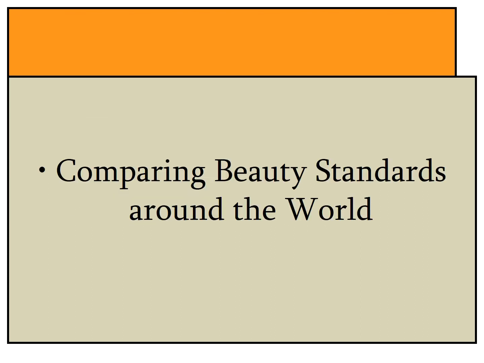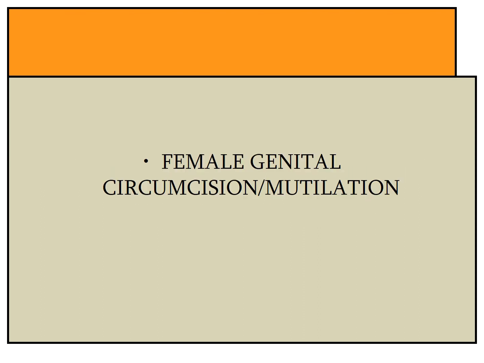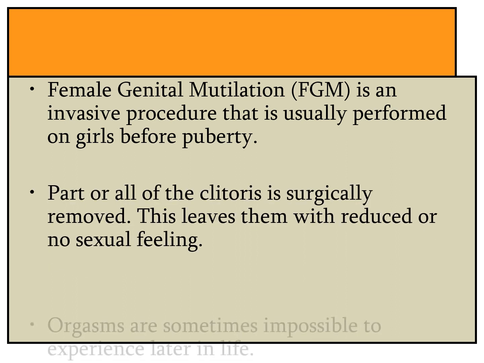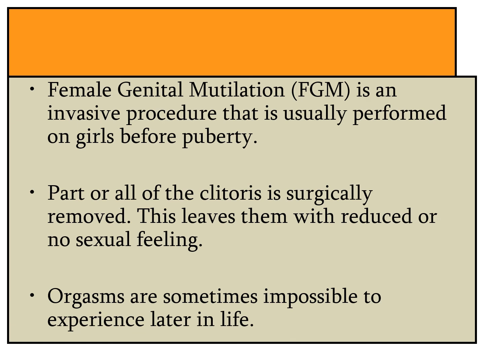Now, one of the things that we do in my class is to compare beauty standards around the world, and we do this in order to explain the difference between being ethnocentric and being a cultural relativist. Now, I normally talk about what is defined as FGM, which is female genital circumcision or female genital mutilation. Now, this is actually a procedure that is performed on young girls before they hit puberty. And essentially what happens is that part of this young girl's clitoris is basically cut off.